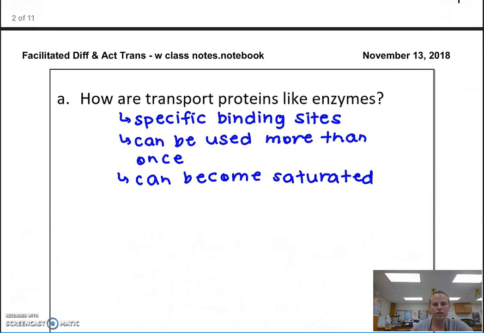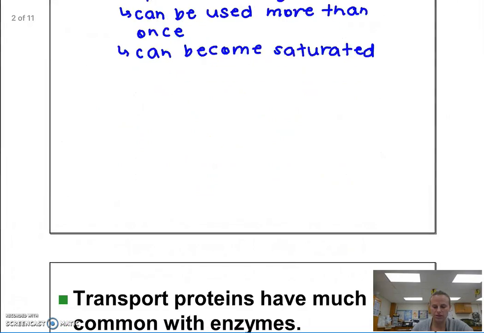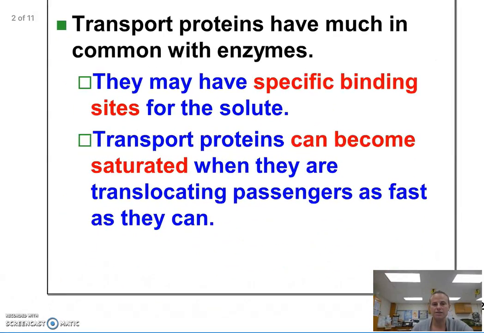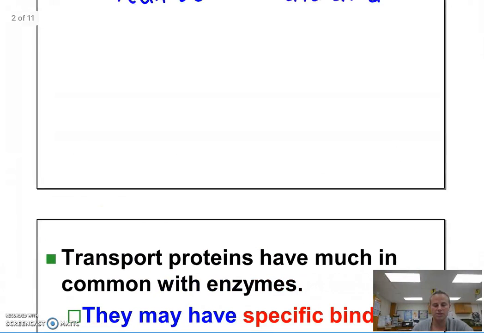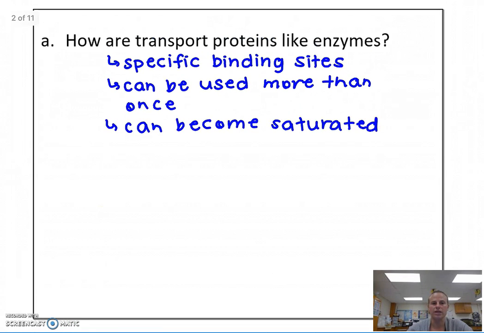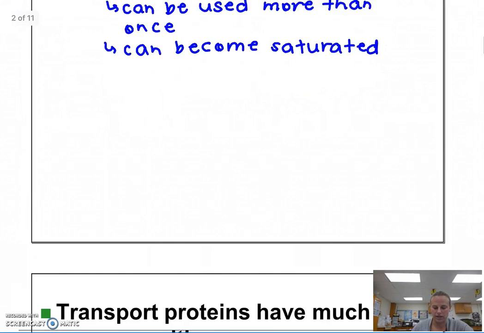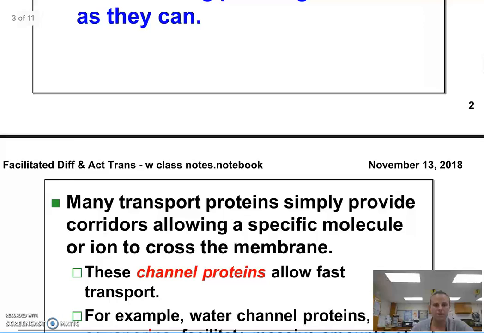How are these transport proteins like enzymes? You guys actually have this slide regarding the similarities between transport proteins and enzymes. So what can you write in your notes? You could say that transport proteins have specific binding sites like enzymes. They can be used more than once like enzymes, and they can also become saturated similar to enzymes.